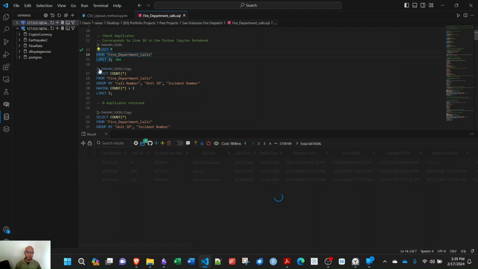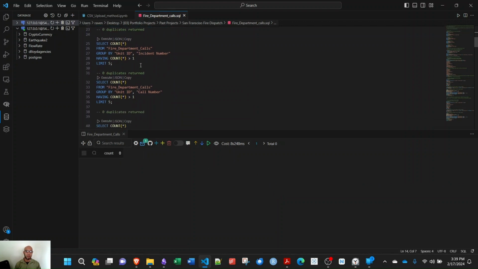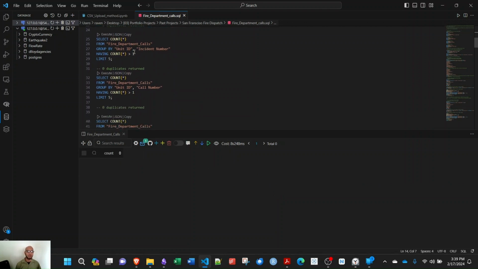So I'll run this here. It has a count of 0. Then I'm doing my permutations. Got unit ID and incident number. See if there's any duplicates between these data sets. Nothing's found. Going to run this one. Now I have the count of the groups between unit ID and call number. And you're going to see right now why I have limit 5. Alright, guess not yet. So this combination also has no duplicates.